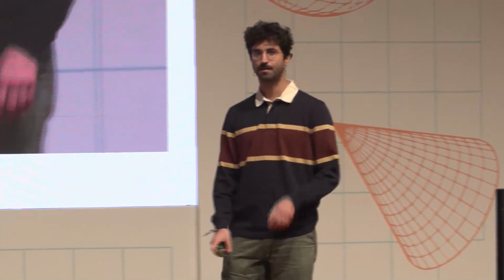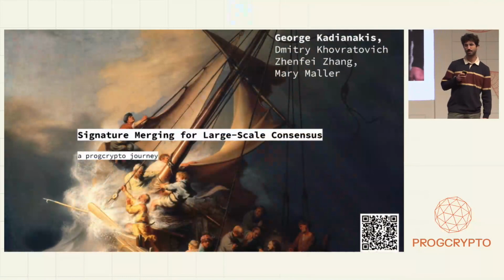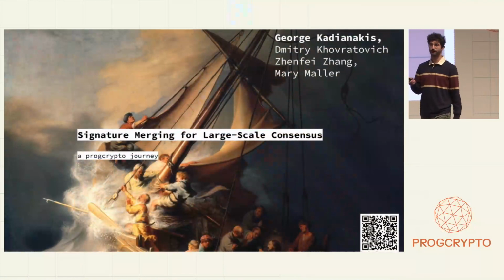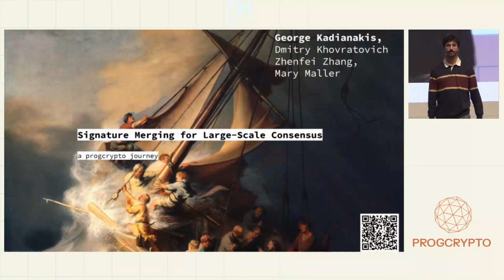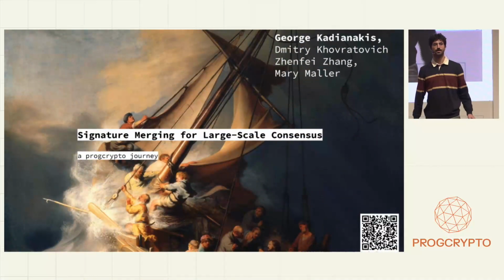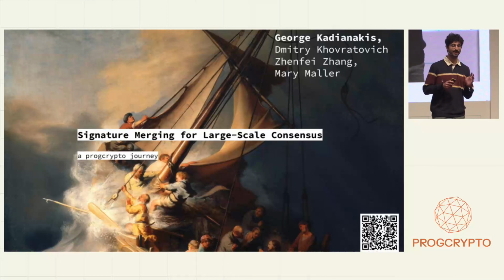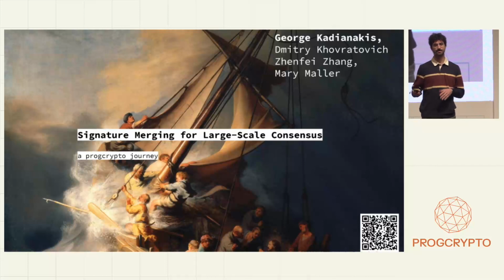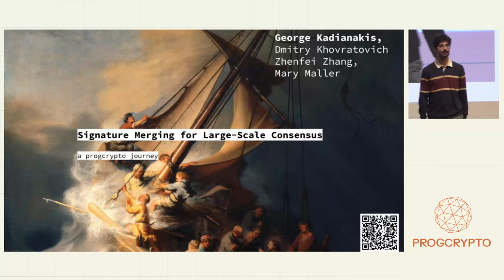Hello. So I'm going to give you a lightning talk on a very PROGCRYPTO aligned topic, which is work by me and colleagues Dimitri, Jean-Fei, and Mary. And it's very PROGCRYPTO aligned because it includes recursive snarks and also the Ethereum consensus layer.